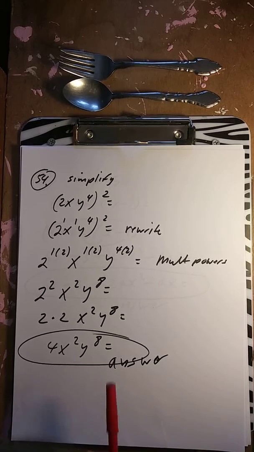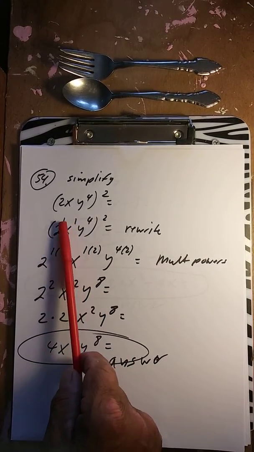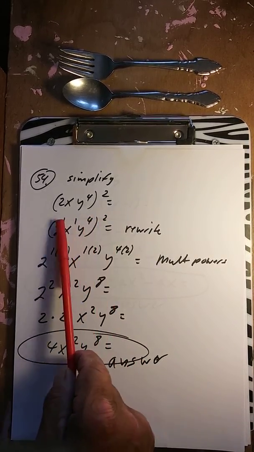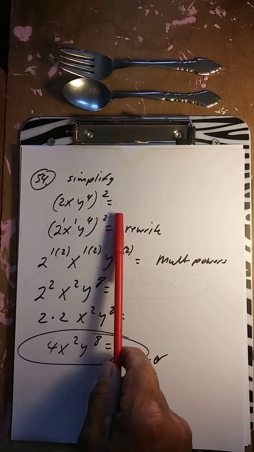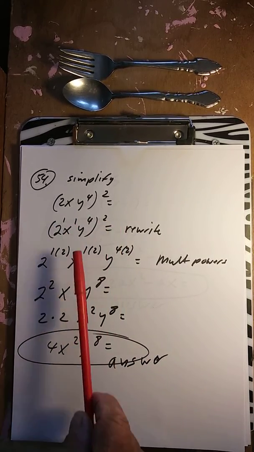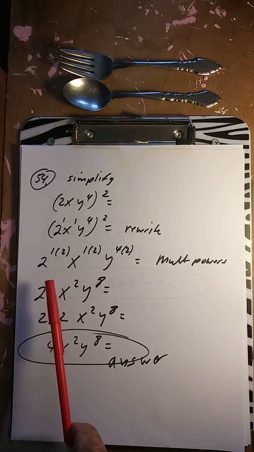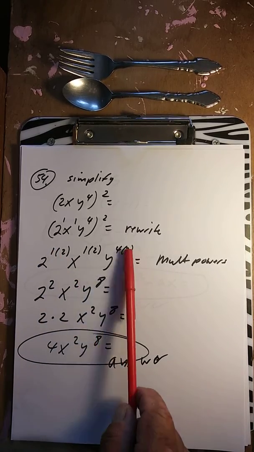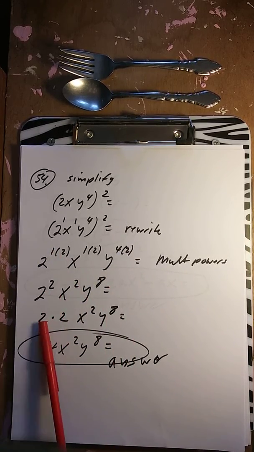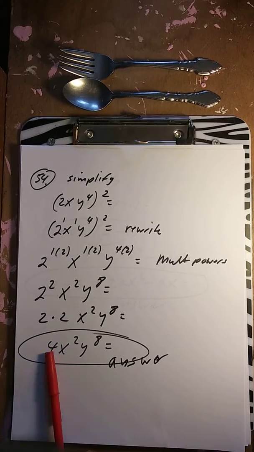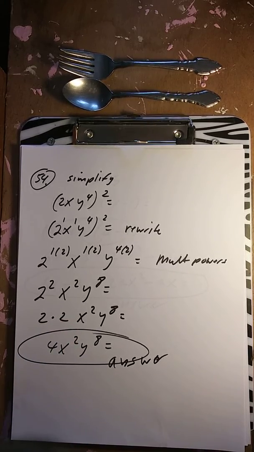This one, let's rewrite it first before we start doing it. 1 power 4. So 2 times 1, 2 times 1, 2 times 4. Multiply the powers right here. So that's going to be 2 times 1 is 2, 2 to the 2, x to the 2, y to the 8. 2 to the 2 means 2 times 2, which really means 4, x to the 2, y to the 8.